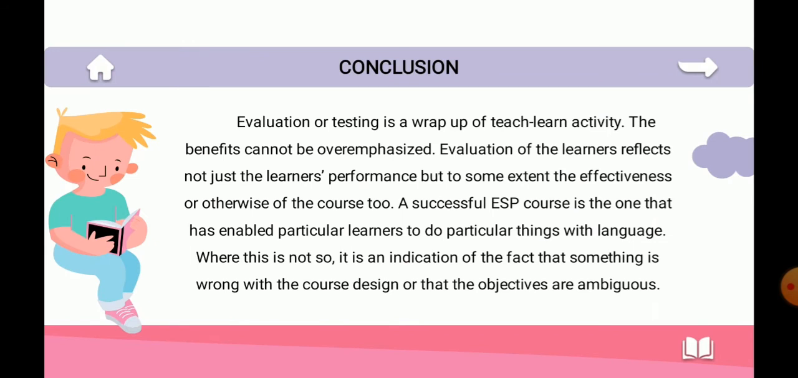The conclusion: evaluation or testing is a wrap-up of the teaching-learning activity. The benefit cannot be overemphasized. Evaluation of the learners reflects not just the learner's performance, but to some extent the effectiveness or otherwise of the course too. A successful ESP course is one that has enabled particular learners to do particular things with language. Where this is not so, it is an indication of the fact that something is wrong with the course design or that the objectives are ambiguous.